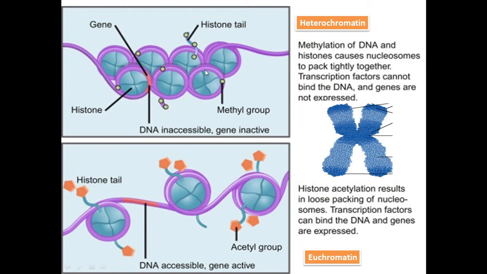When we stain this chromosome, whatever is the heterochromatin, it stains darker, and whatever portion is euchromatin, it stains lighter. Heterochromatin stains darker and euchromatin stains lighter.